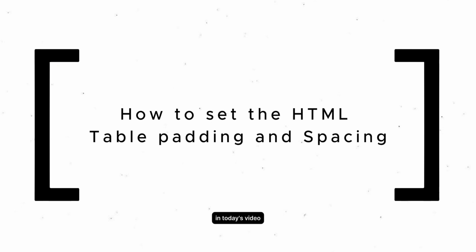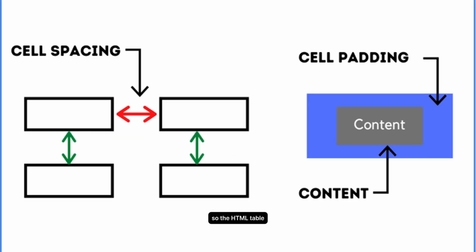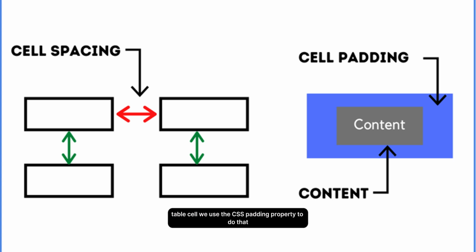Alright guys, in today's video, we are going to take a look at the HTML table padding and spacing. So the HTML table padding is a space between the cell edges and the cell content. And by default, the padding is set to 0. And so for us to add padding to a table cell, we use the CSS padding property to do that.